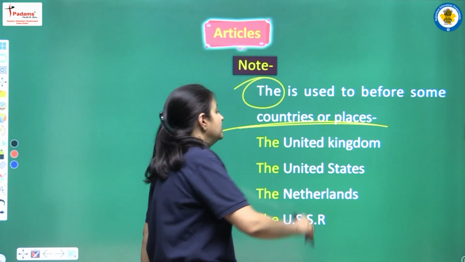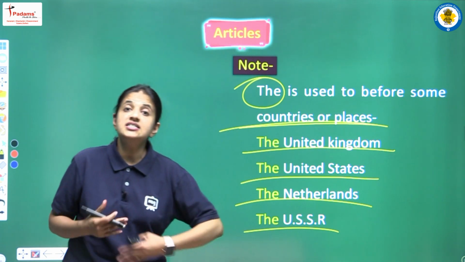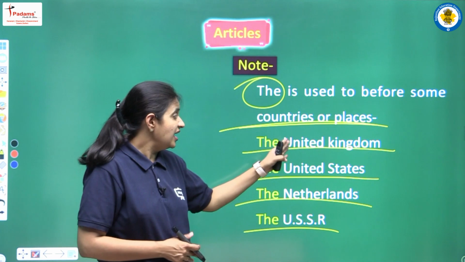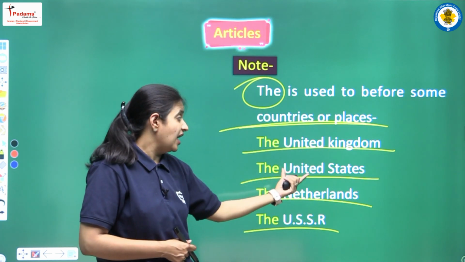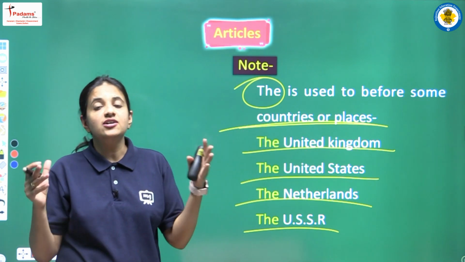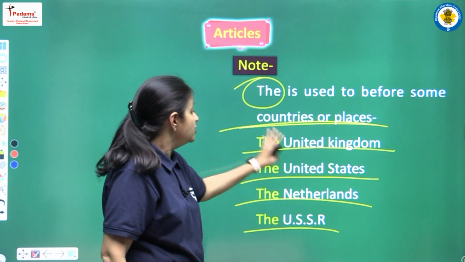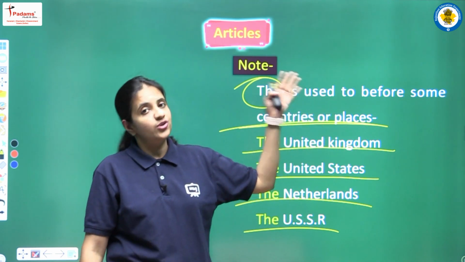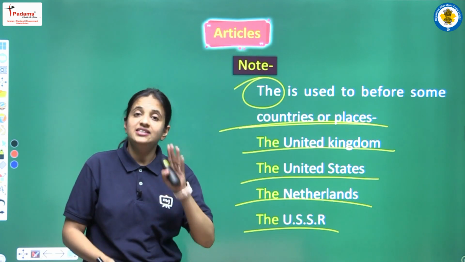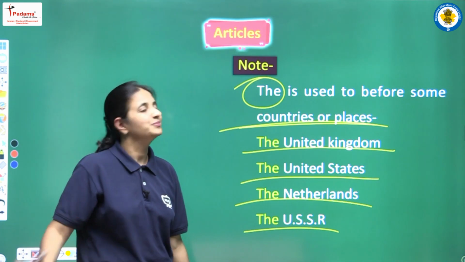The difference is that all these names are not the name of a single country, right? But again, they are a group. We have United Kingdom, we have the United States. So United States means it's a group of so many states. Similarly, the United Kingdom. Again, the Netherlands. So if we have such names, such places, then we have to use the as an article. Clear?